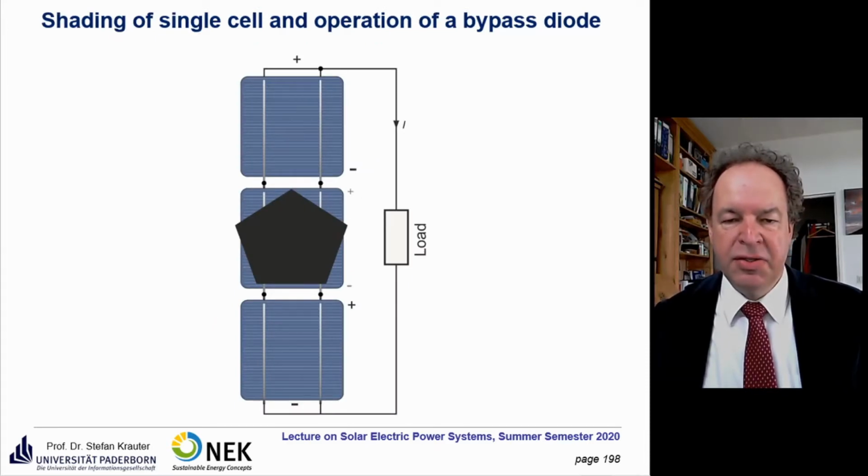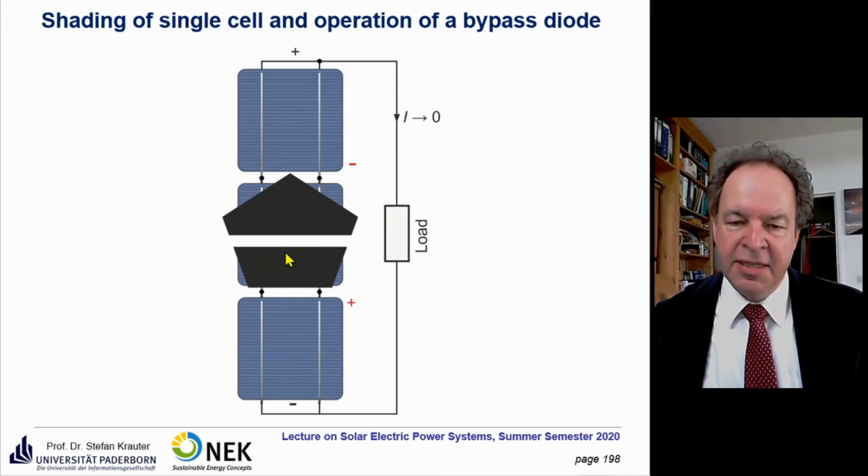Here again, not 36 cells, but 3 cells only, to show that. So we have here 3 cells interconnected in series. So each is plus minus, plus minus, plus minus, and so on. And the voltage is 3 times the voltage of each cell. Now we have the shaded condition. That means the current here is drastically reduced.